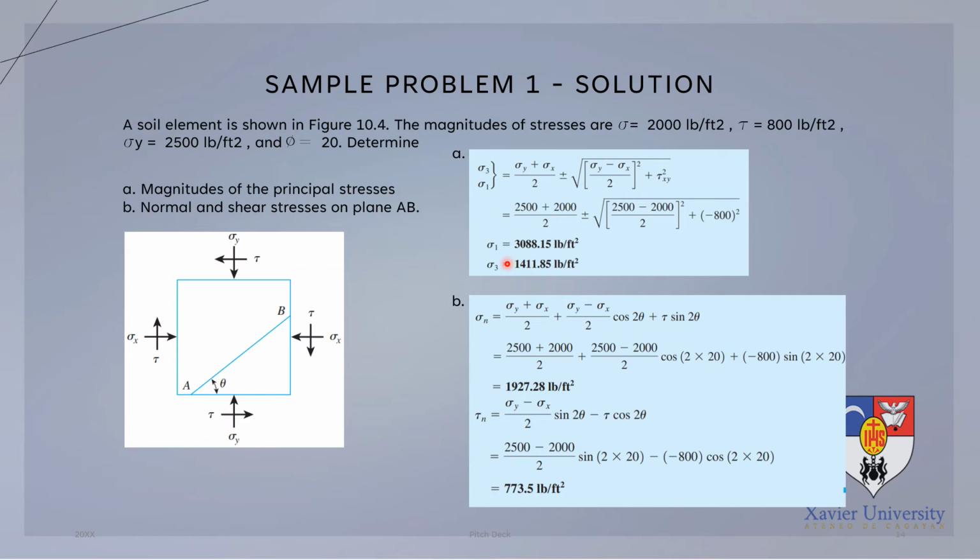So your principal stress therefore is equal to 3,088.15 pounds per square foot, and your sigma 3, or your minor principal stress, would be equal to 1,411.85 pounds per square foot.